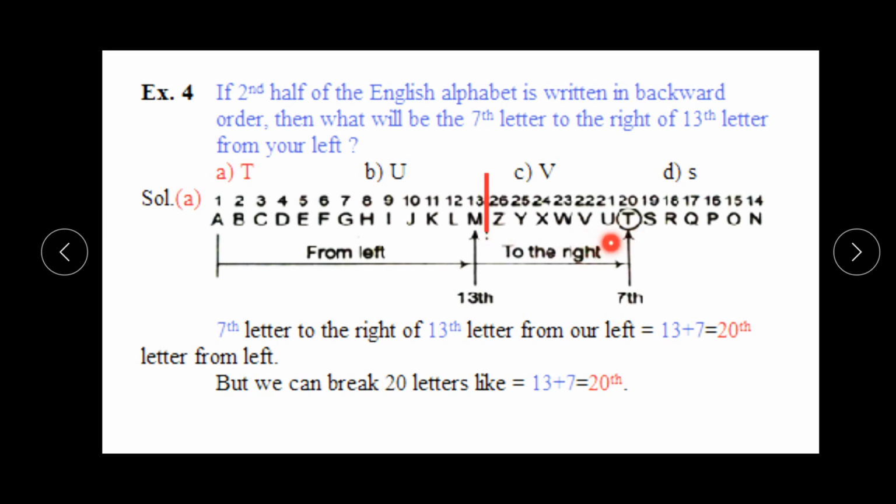If the position was 19, that time also we will break this into two parts, 13 plus 6, and from the back side what is the 6th letter? We know that it is opposite of F. It means F's opposite is U. That time the 19th letter will be U. Okay.